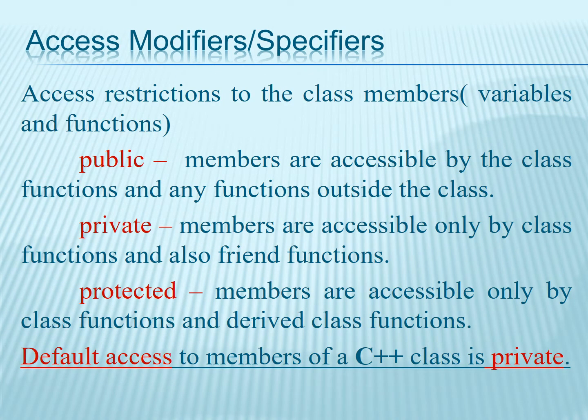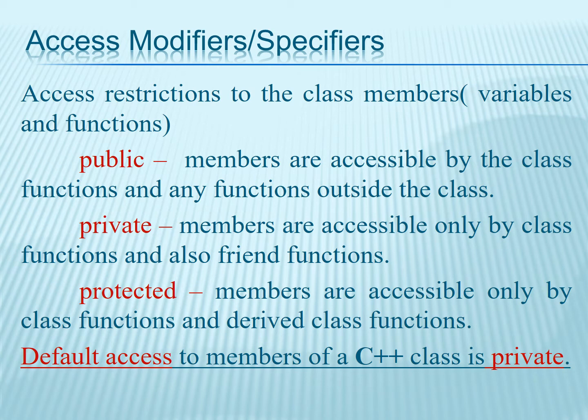An access modifier or specifier specifies the access restriction to the class members, that is, the member variables and the member functions. If the access modifier of a member variable or member function is public, then it is accessible within the class as well as outside the class. That is, the member variables and the member functions are accessible using the object of the class in which it is declared.